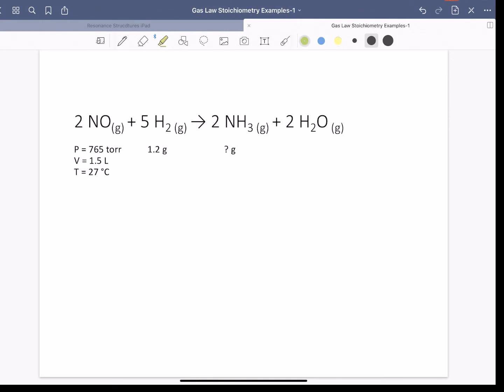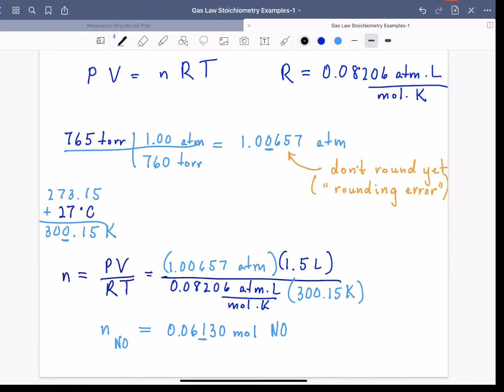For our first reactant, nitrogen monoxide, we're given information that we can plug into a gas law. PV equals nRT is the ideal gas law. We have the pressure, the volume, and the temperature. R is a known constant. We can solve for the number of moles. The known constant R is a number that in a different class you would memorize, but you definitely want to have handy as you prepare to take the test.